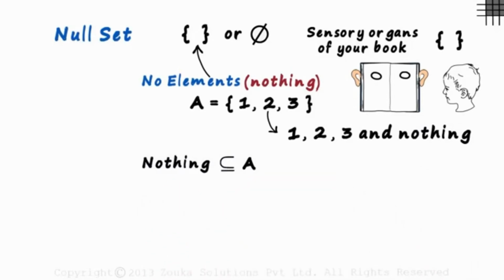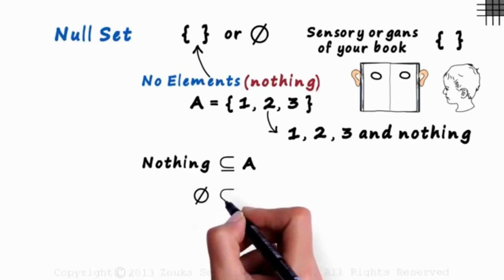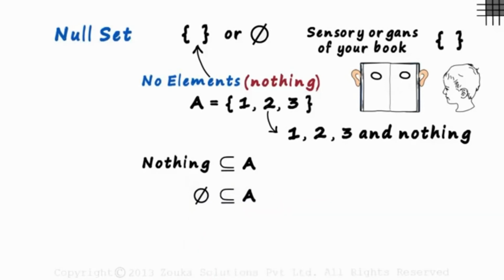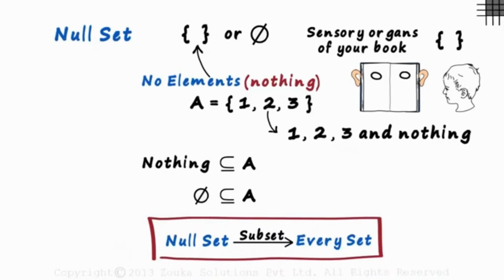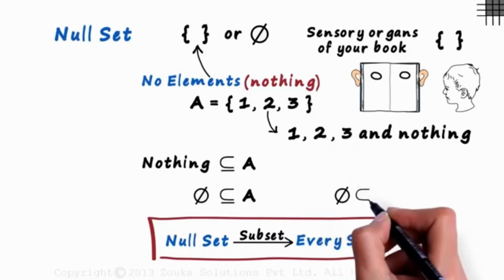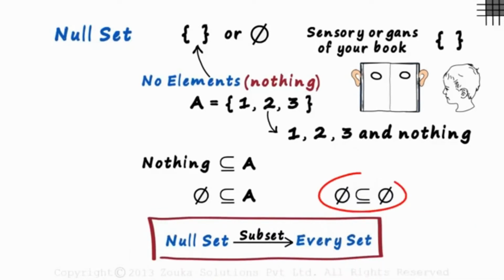And that's why we say that the null set is a subset of set A. Because every set has nothing apart from the other elements, the null set is a subset of every set. And yes, the null set is also a subset of the null set since both sets have nothing. And this is also obvious, as we know that every set is a subset of itself.